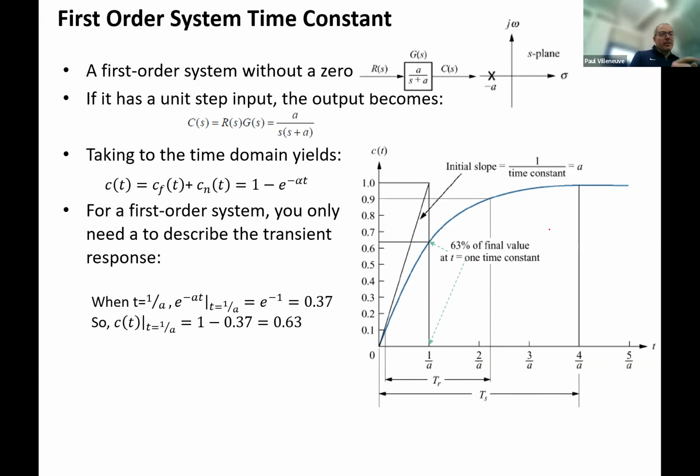All right, so let's take a look at my time. We have time. We'll at least cover the first order system time constant, and then we'll see where we are for second order. So this is just kind of a summary of our first order time constant.